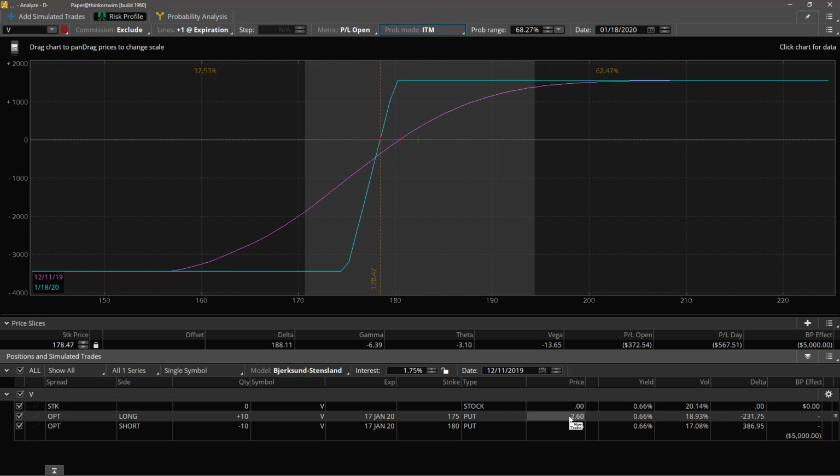Next, we're going to talk about different ways to tweak this model to get different types of information out of it.